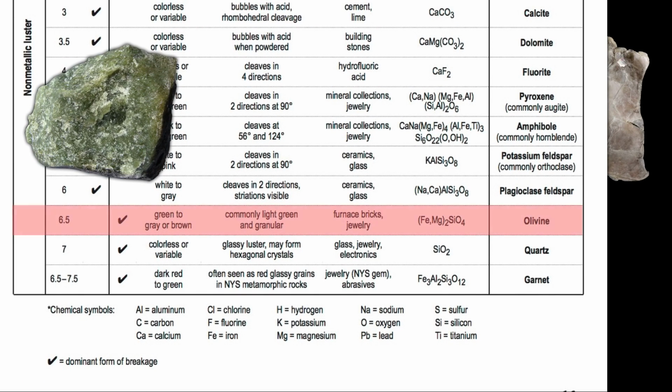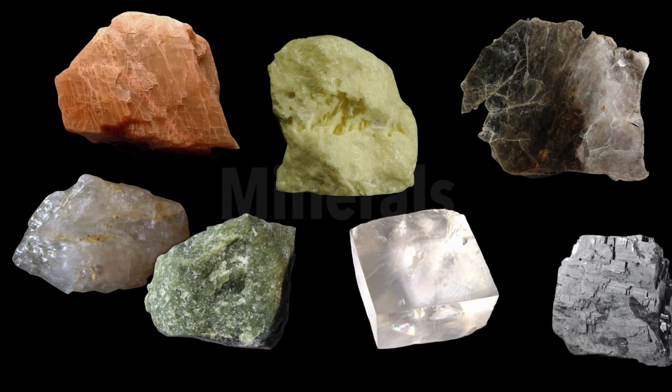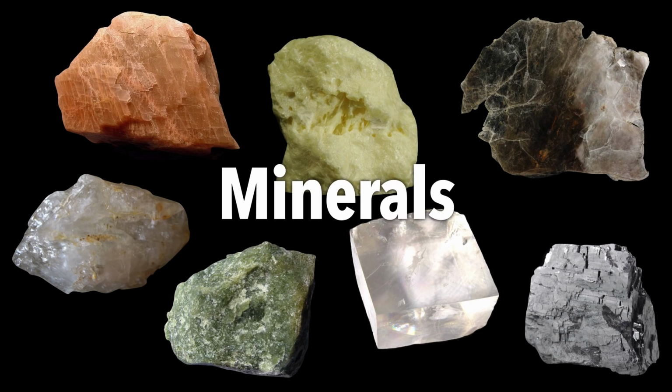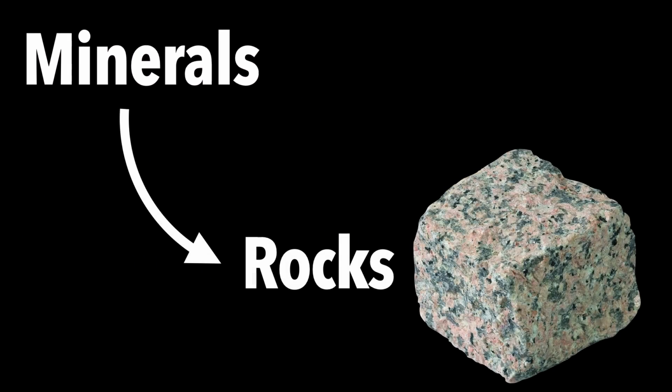Here's another example. This is olivine. You can see it's a much harder mineral, displays fracture, it's non-metallic, and it can be used in jewelry, and you can see its chemical composition right there. So those are minerals. Now, what happens when minerals combine in nature? Well, we get rocks. So minerals are the building blocks of rocks.